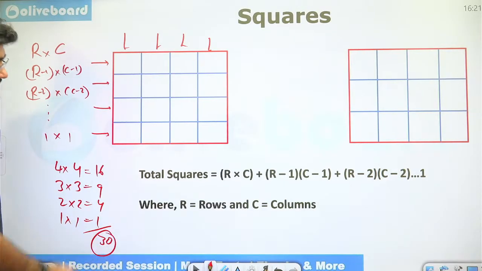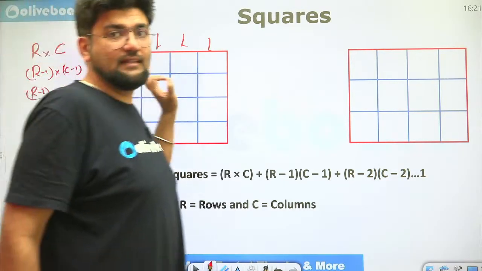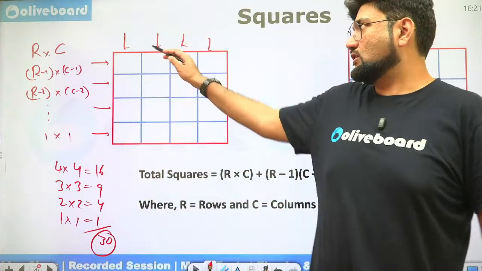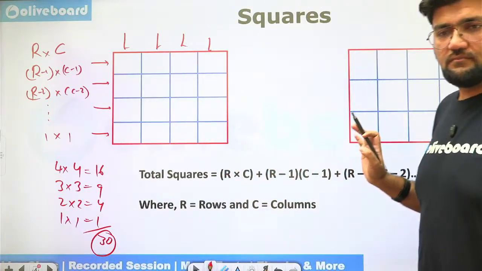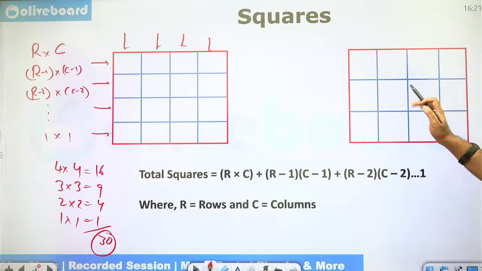So there are a total of 30 squares in this figure, in this matrix. And these 30 squares include your primary, outer square, everything. What about this one, an unequal matrix? How do I approach this?